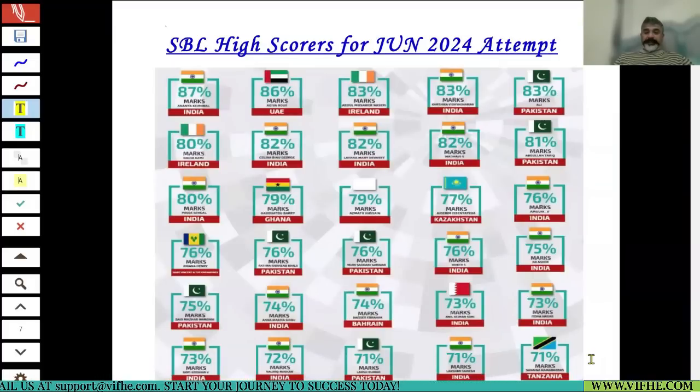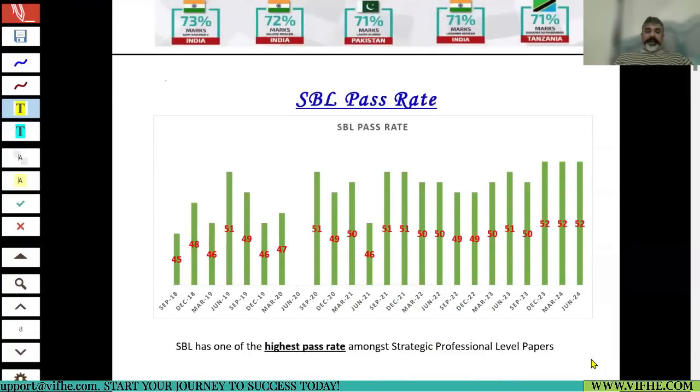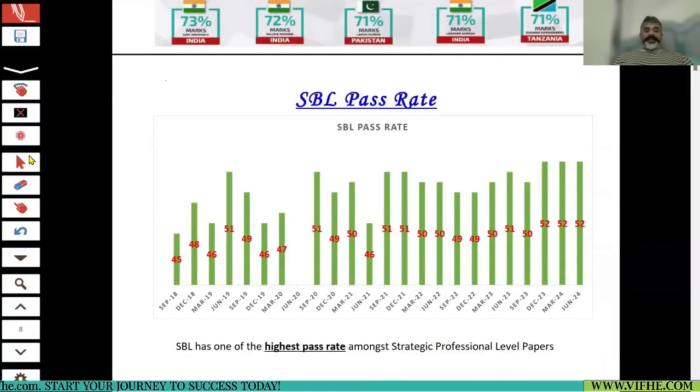All right. Again, the SBL pass rate for June was 52%, which is very good. It is actually the highest in the strategic professional level. And for the last 3 attempts, it has been consistent at 52% passing ratio.